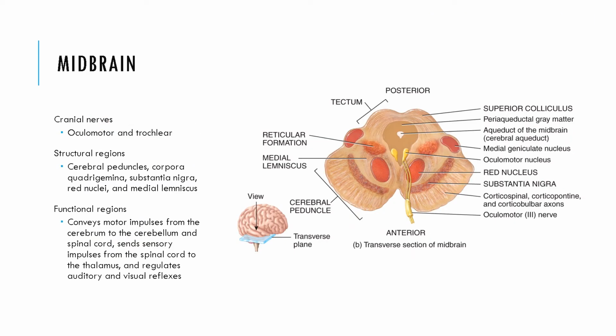Some of the nuclei within the midbrain are associated with 2 pairs of cranial nerves. This would be the oculomotor nerve, which is the 3rd cranial nerve. So this nerve controls movements of the eyeball and also smooth muscles that control pupil constriction.